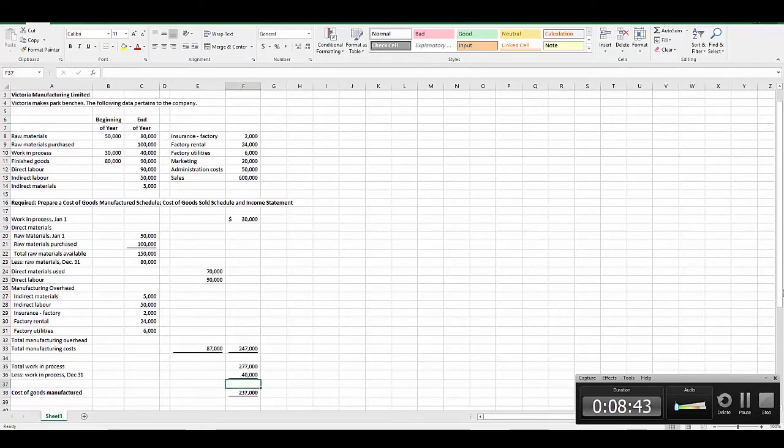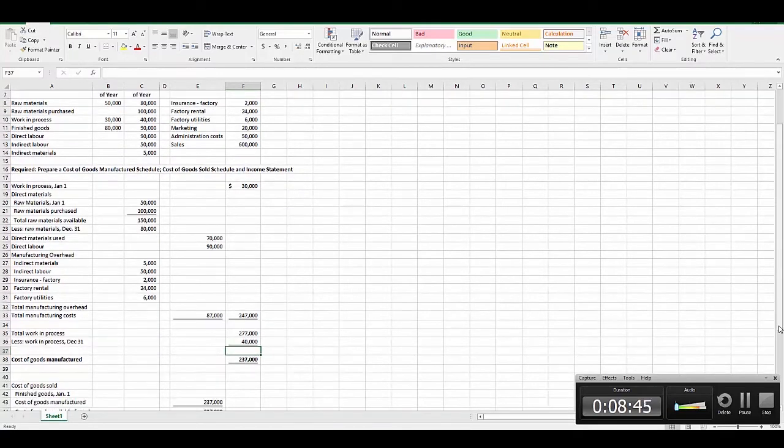So that completes our cost of goods manufactured. What cost of goods manufactured really means is all of the goods that you completed during the year. This is the total cost related to those items, $237,000.